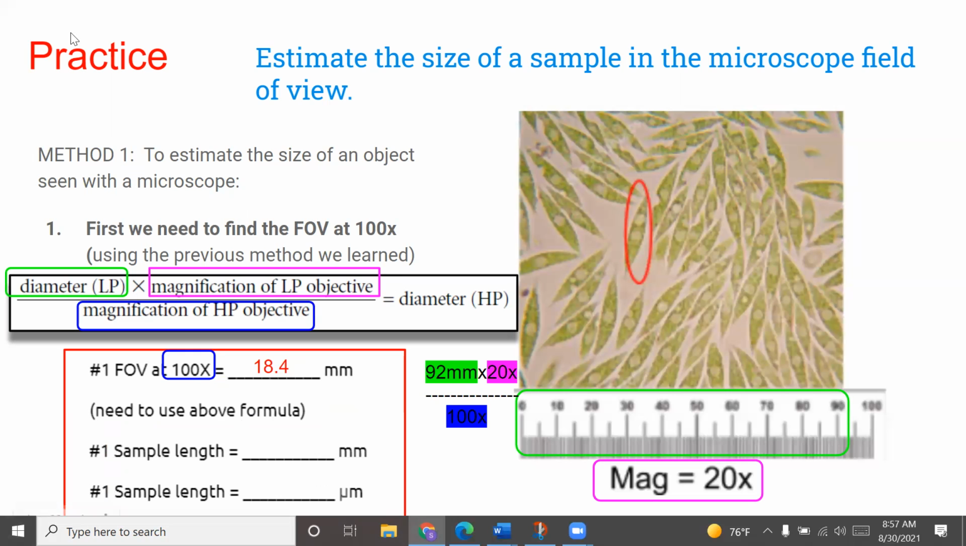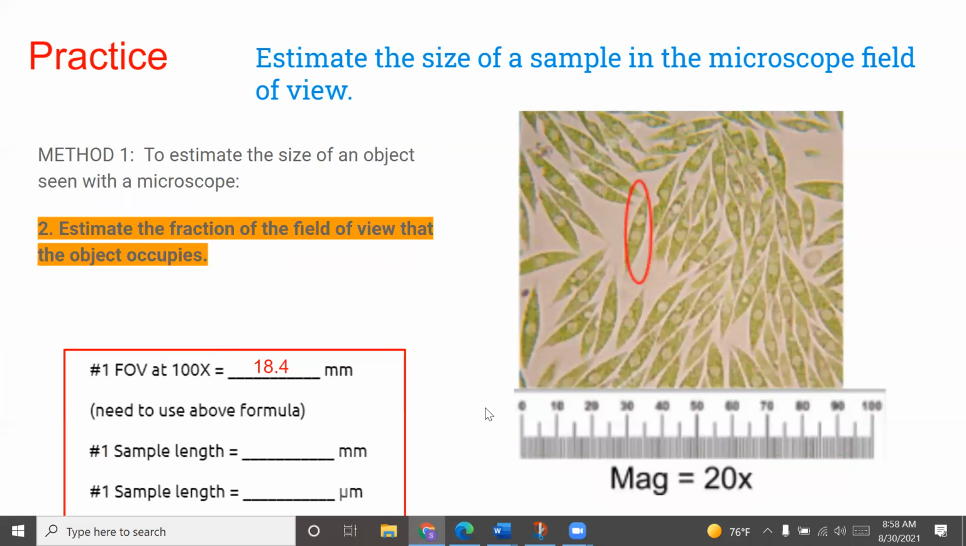Remember, if these are written answers on your test, which they will be, they won't be multiple choice, as long as you're close, I'll have a range. If you're within this number to this number, you got it right. Okay, so we did our first step. The next step is to estimate the fraction of the field of view. I've drawn you one circle. I want us to measure this one cell. If you want to draw circles on your notes, I need to know about how many circles fit in that space, in that field of view.